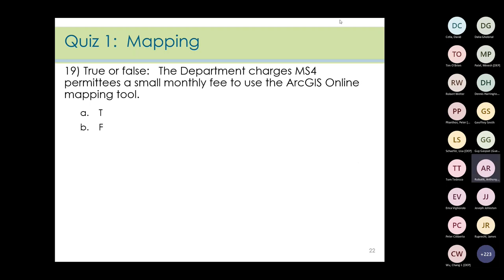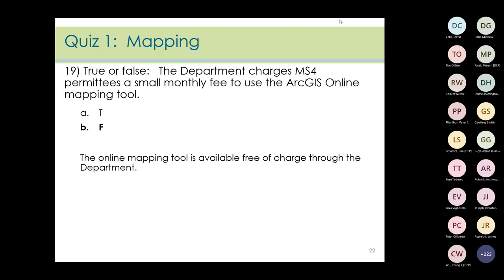Okay, question 19, another true or false. The department charges MS4 permittees a small monthly fee to use the ArcGIS online mapping tool. And the answer to this is B, false. So the online mapping tool is available free of charge through the department. The department has purchased licenses. And if you need a license to use the mapping app, you can contact Tim Ebersberger, whose contact information is posted in the chat. You could just shoot him an email to sign you up for that, or you can contact Kristen.